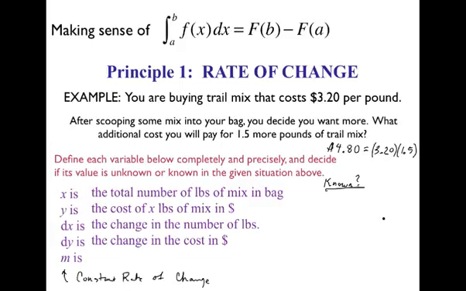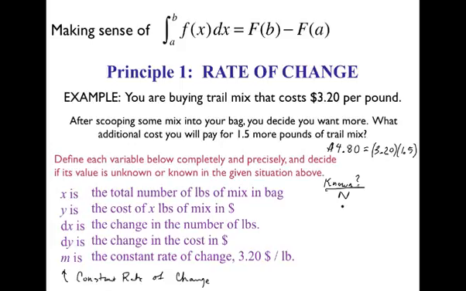So let's go through whether known. So is the total number of pounds of mix in the bag known or unknown? Do we, looking at the situation, do we know what X is? People are saying no. Okay, I'll go with the consensus. All right, what about Y? Do we know the cost of X pounds? No? What is it? The cost of all the pounds in the bag. Do we know what that is? No. We do not know that.